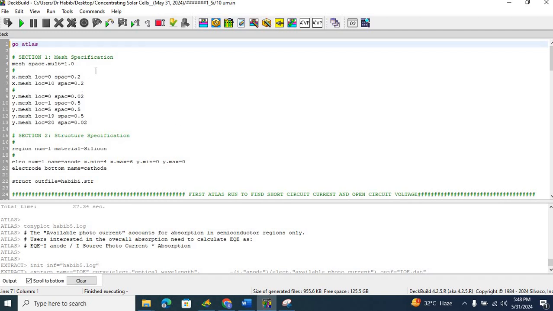So in this example, here is the meshing. My structure is running from 0 to 10 micrometers in the x direction and from 0 to 20 micrometers in the y direction.